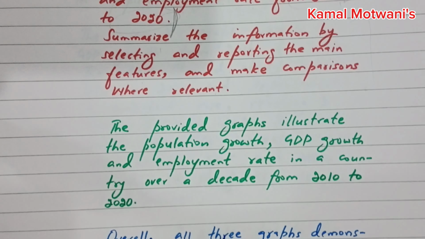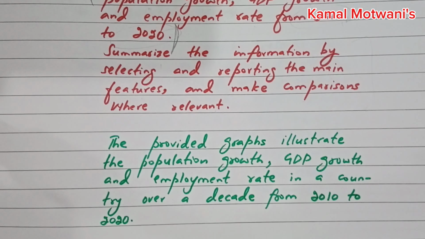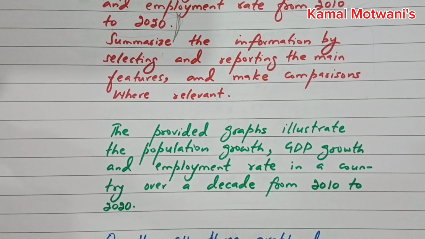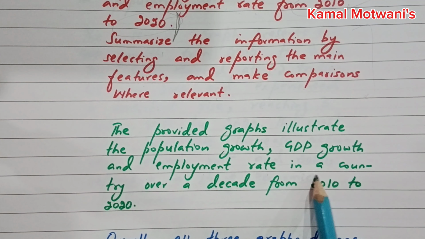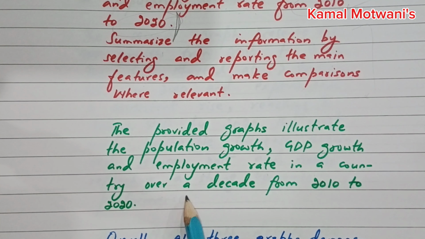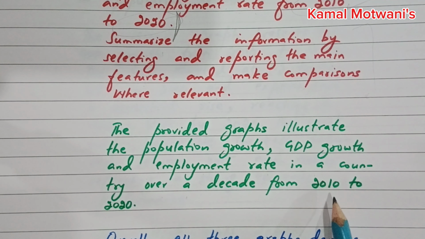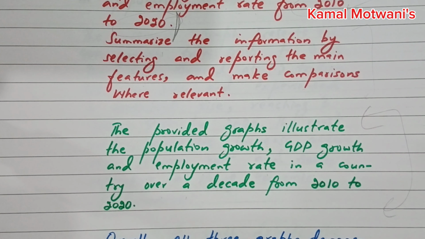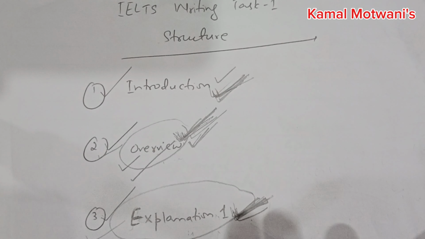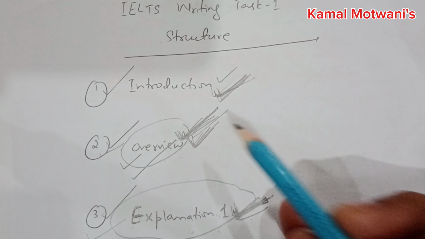So let's read it. The provided graphs illustrate the population growth, GDP growth, and employment rate in a country over a decade from 2010 to 2020. This is how a crisp and clear introduction should be for this type of IELTS writing task. Okay. Then after the introduction we have to write the overview, or we can call it overall view.